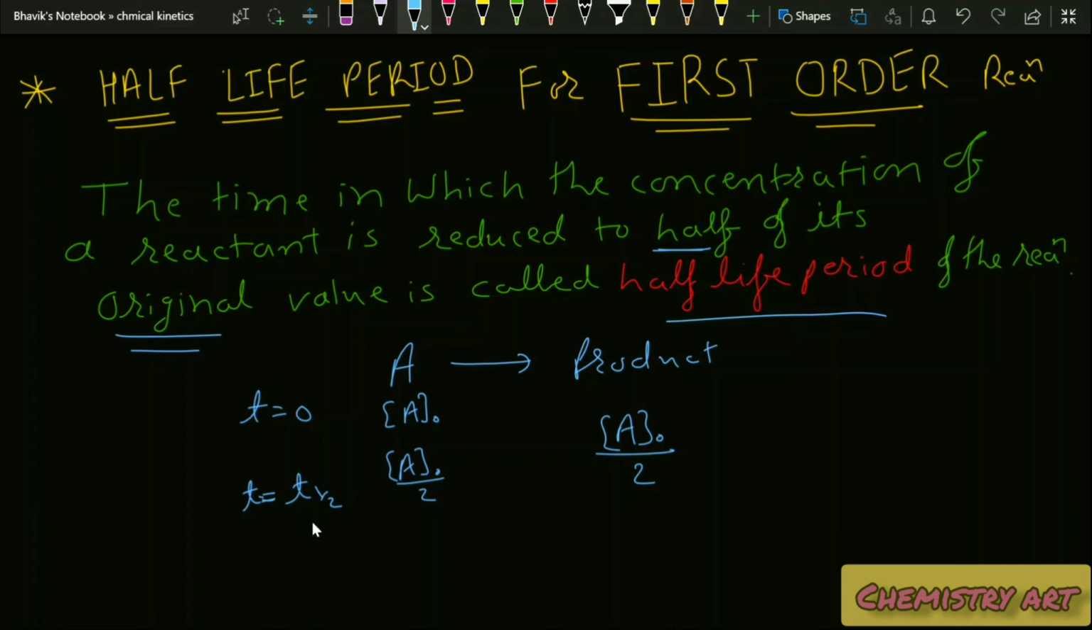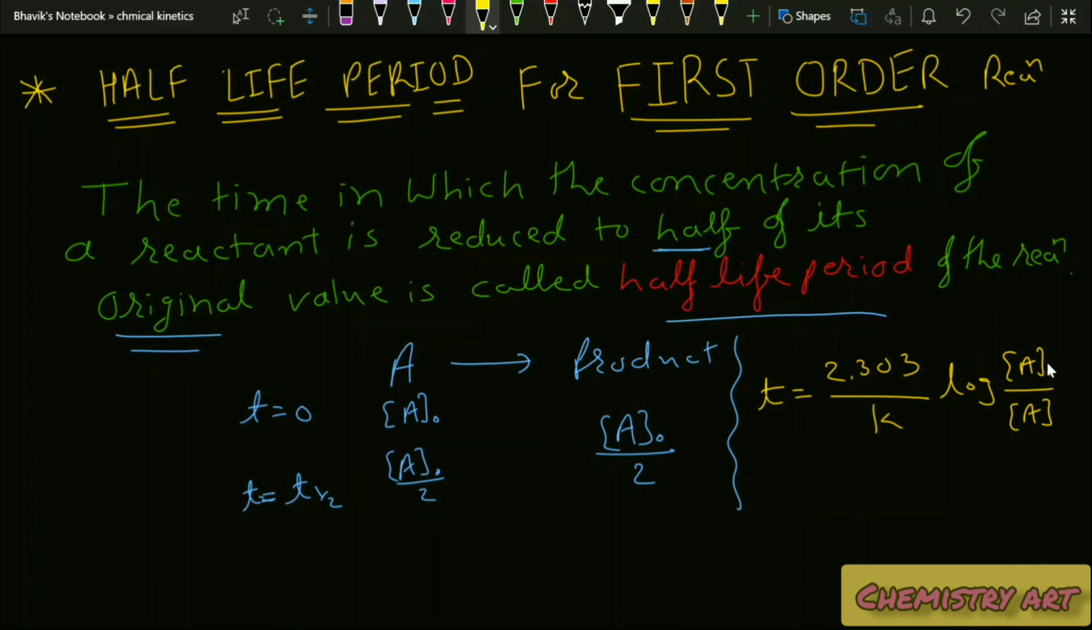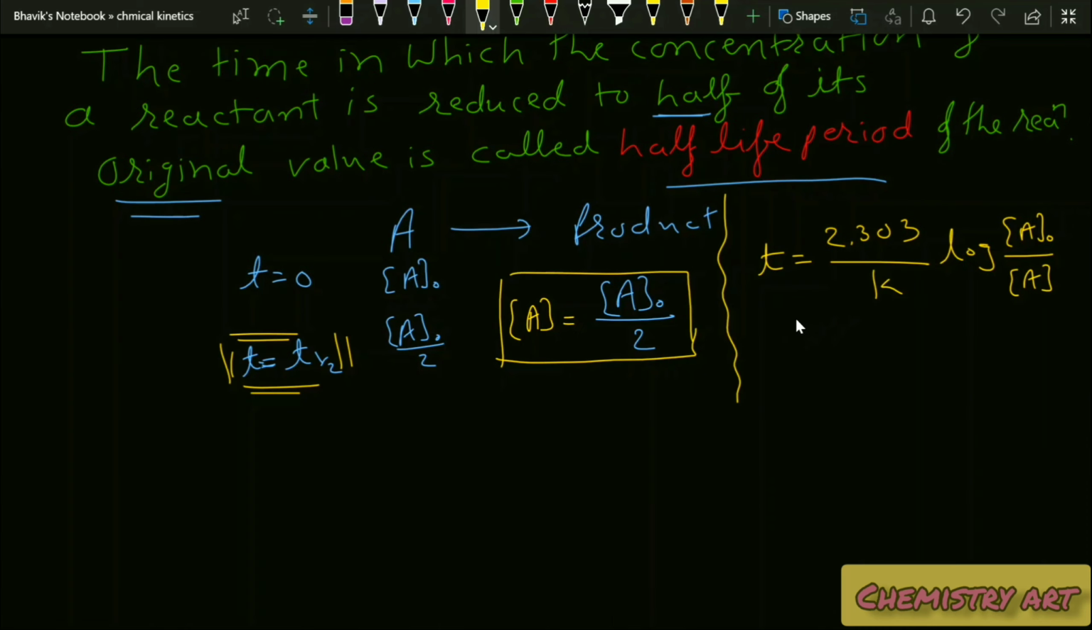Okay, so now we have already discussed the first order reaction for any time t, and we have the equation for the first order reaction. So let me write here the equation: t is equal to 2.303 divided by K log A naught upon A, where A naught is the initial concentration and A is the final concentration at any time t. This is the first order reaction equation for any time t. But here we have to take the final concentration A equal to A naught by 2.